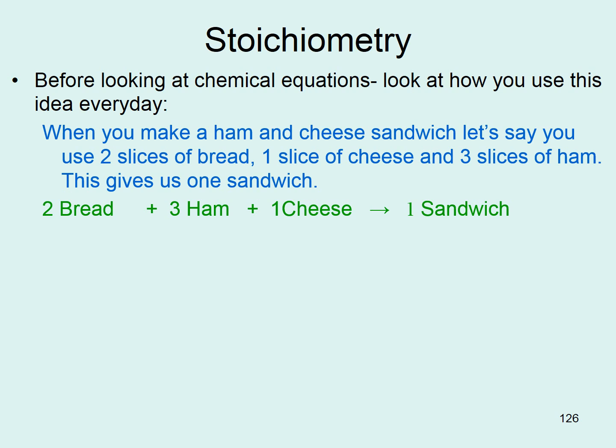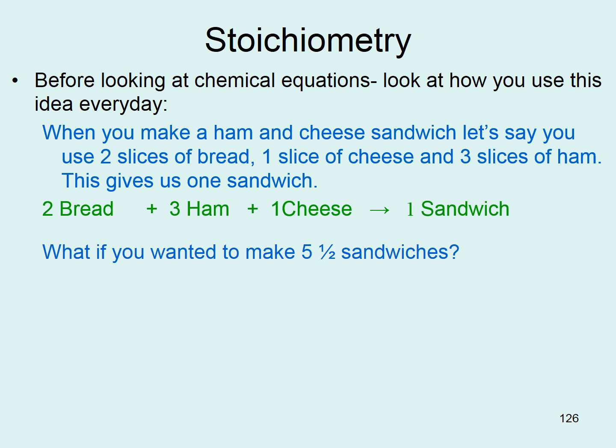So that just happens to be my recipe, and that makes 1 sandwich. So this is my ratio. For every 1 sandwich, I need 2 pieces of bread. For every 1 sandwich, I need 3 pieces of ham. For every 1 piece of cheese, I need 3 pieces of ham. These are all ratios in my equation. So what if I wanted to make 5.5 sandwiches?